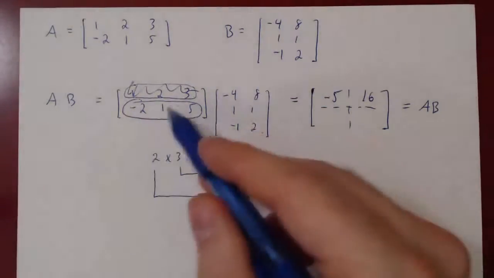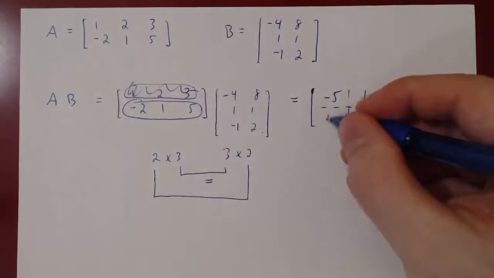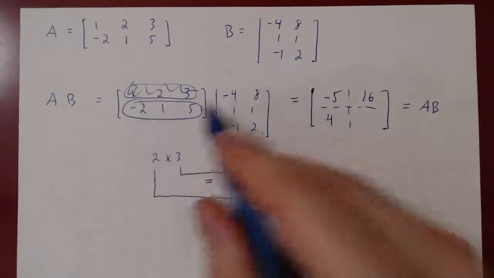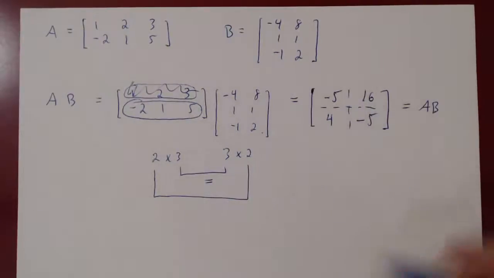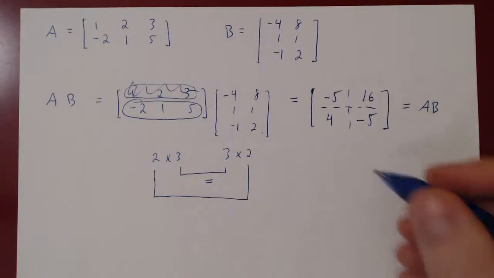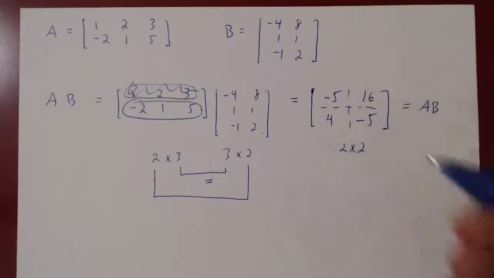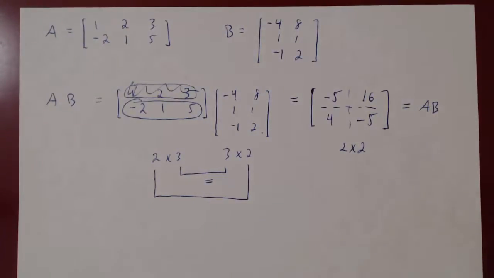So we'll have positive 8 plus 1, 9, minus 5, 4. Negative 16 plus 1, negative 15, plus 10, negative 5. And then we have matrix AB, which is a nice little square matrix, a 2 by 2 matrix.